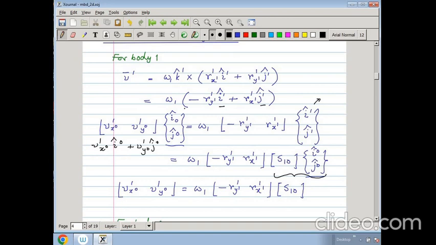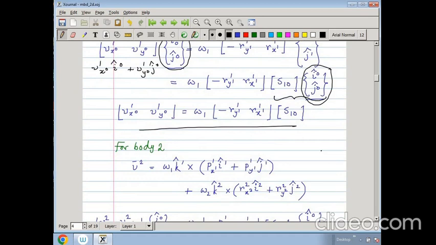So now on the left hand side we have this and on the right hand side also we have this. So we can drop it and we can write this matrix equation. Whenever you write a matrix equation, you have to check that the unit vectors are the same on the left and right hand side.